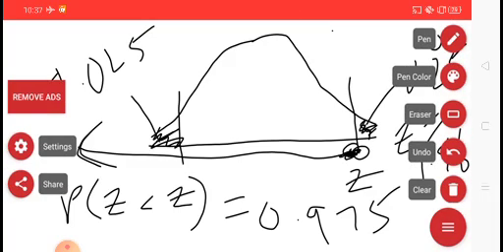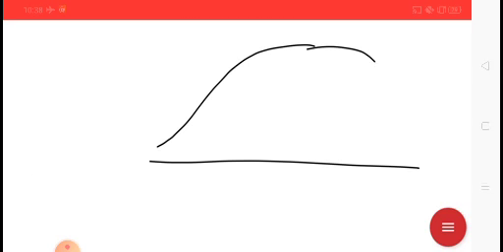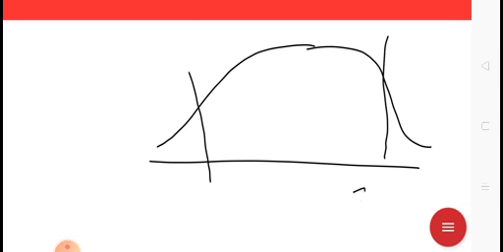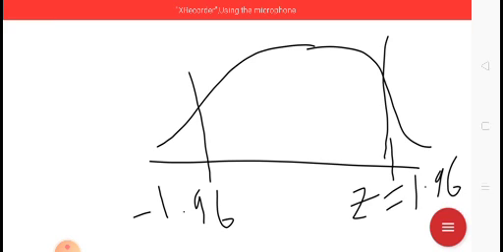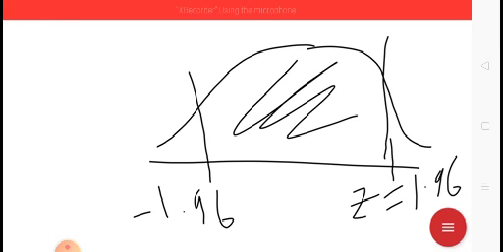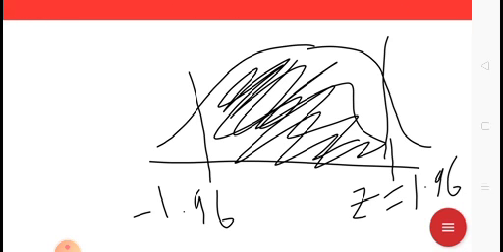Okay. So once you get 1.96, I redraw the things again. Z equal to 1.96. So if this is 1.96, the other side will be negative 1.96, right? So this is your confidence interval, 95%, from z equal to 1.96 until z equal to negative 1.96, right? So this is the interval, 95%.